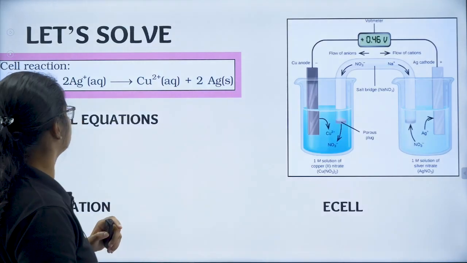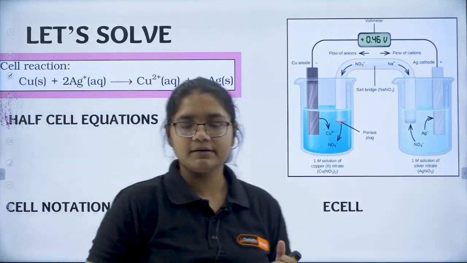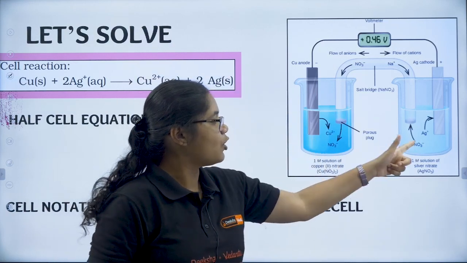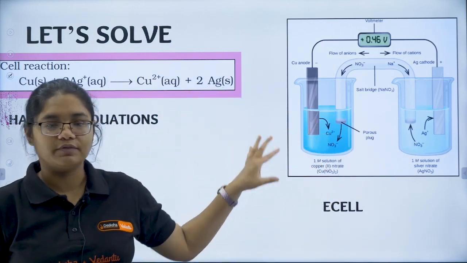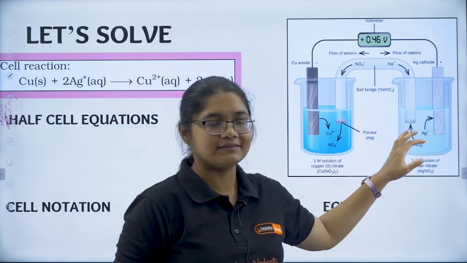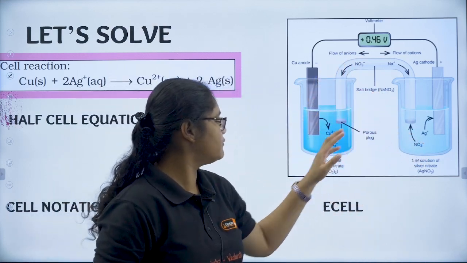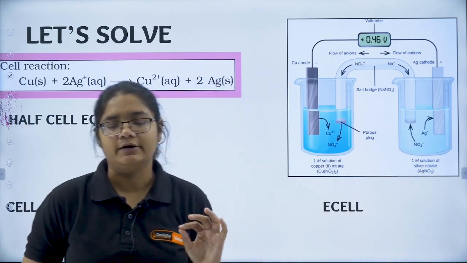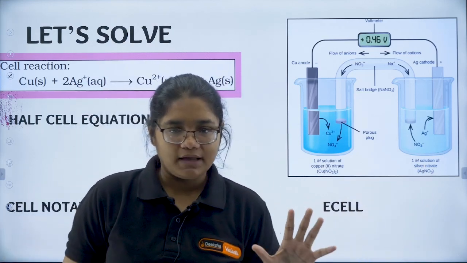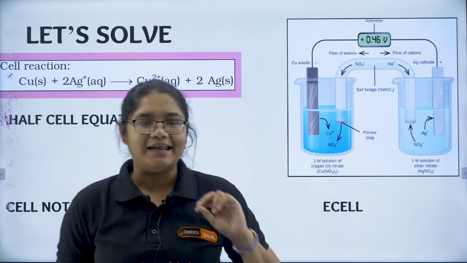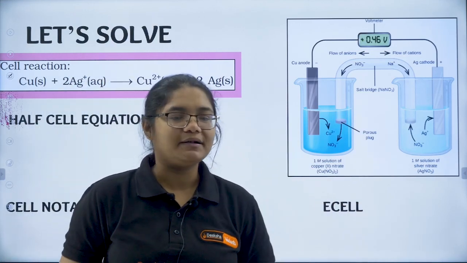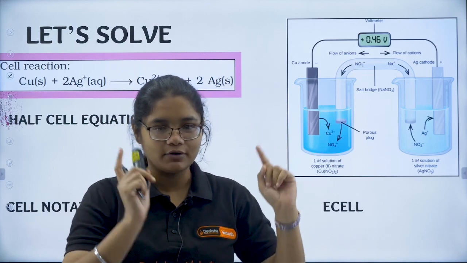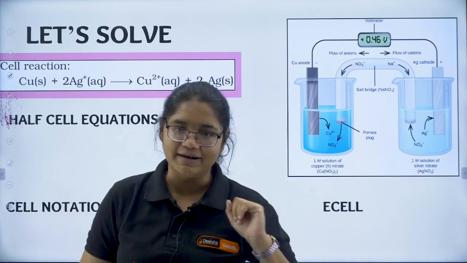Now let's try to solve a question. What you have been given? You have been given a cell where I have taken copper on the left hand side and silver on the right hand side. There is a salt bridge. 1 molar copper nitrate is the electrolyte, and 1 molar silver nitrate electrolyte is there. Now tell me whether it is a galvanic cell or Daniell cell. If you have understood, put down in the comment section whether it is a galvanic cell or a Daniell cell.